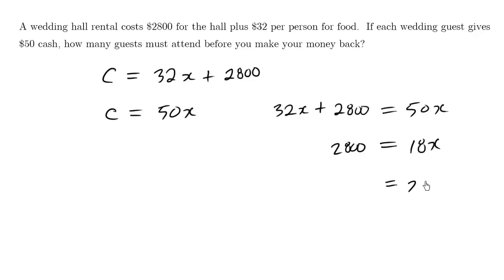Divide both sides by 18, and we get x. Using your calculator, it's exactly equal to 155.5 repeating. Now the thing is, there's no such thing as half a guest or 0.5555 guests. So in terms of us making our money back, we need to round up. Even if this answer was 155.2, we'd actually have to go to 156, the next number up. So there must be 156 guests.